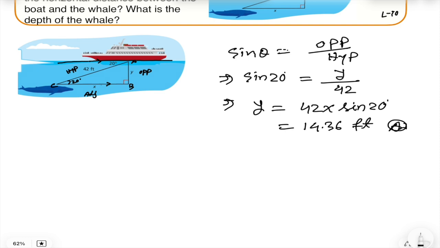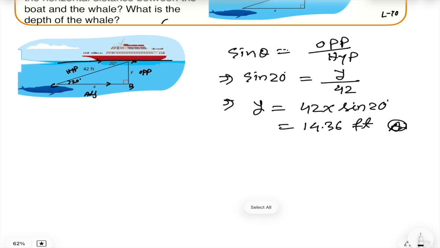And the next one is x. What is the distance between the boat and the wall? Okay. Another one is x. Now, what is the distance? Depth of the wall. Depth. And okay, let's find out the x here.